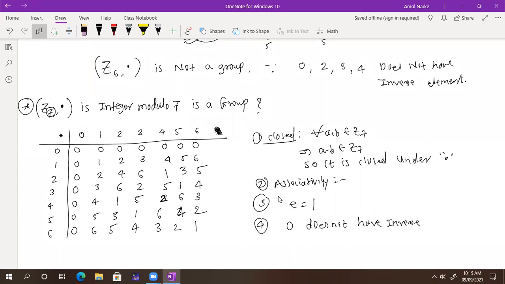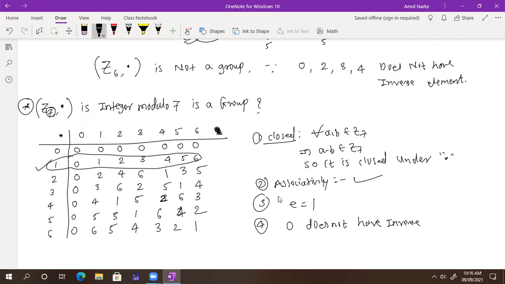So the difference is what? Here, for n prime, associativity exists. Associativity is also there, it always exists. Identity element you can find out. Which element should I use? If I multiply 1 with 0, I'm getting 0, 1 with 1, I'm getting 1, 1 into 2 is 2, 1 into 3 is 3, whatever, I'm getting the same element as it is. So that 1 is nothing but your identity.